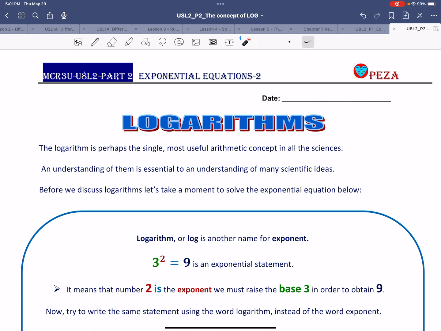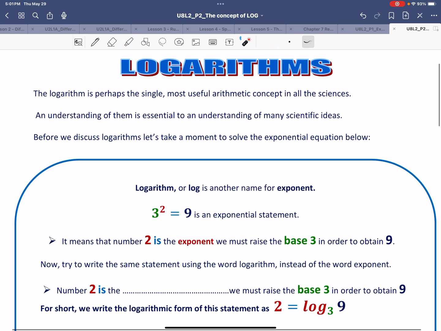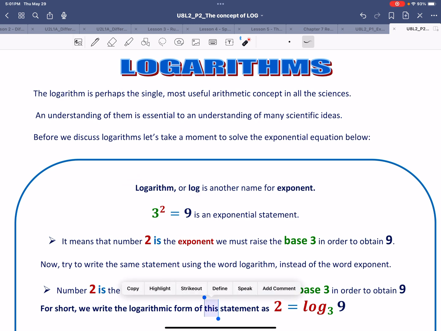So to start with, the very definition of logarithms is very simple. Logarithm is just another name for exponents. And for short, we call logarithms logs. And if you look at your calculator, you will have a button on your calculator that has the exact same word, the word log. So if you look at this equation here, it connects numbers 3, 2, and 9.